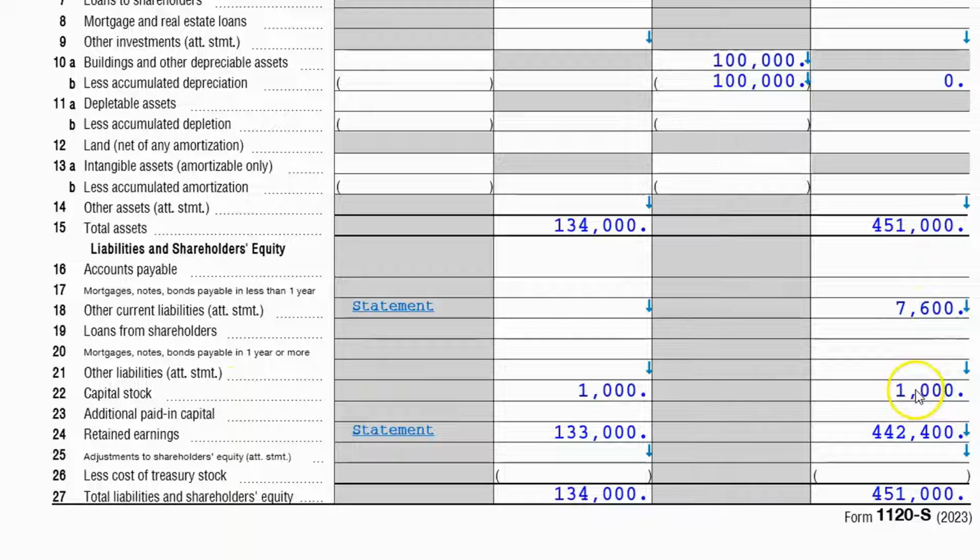There's common stock here, capital stock, and you can see here there's only one class of stock, as I noted earlier, and then there's some retained earnings, okay? And these two numbers have to match, right? Total assets equals total liabilities plus equity.